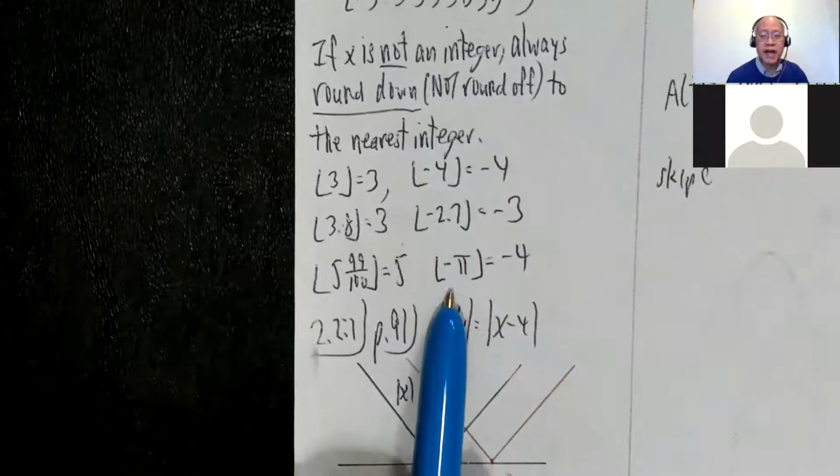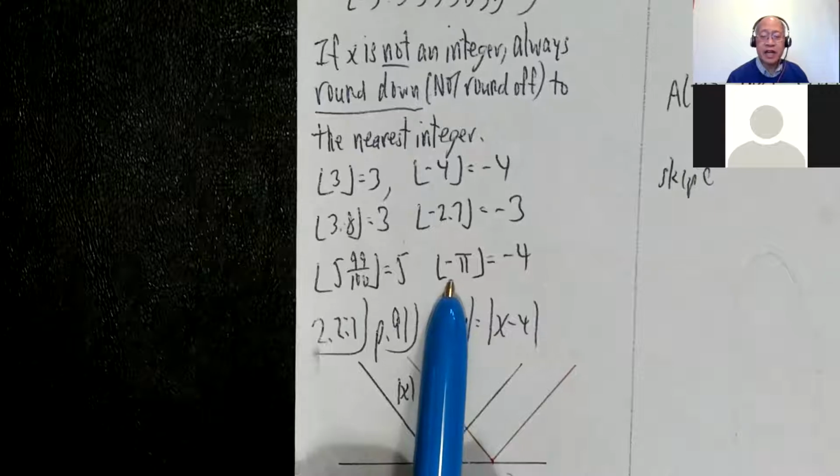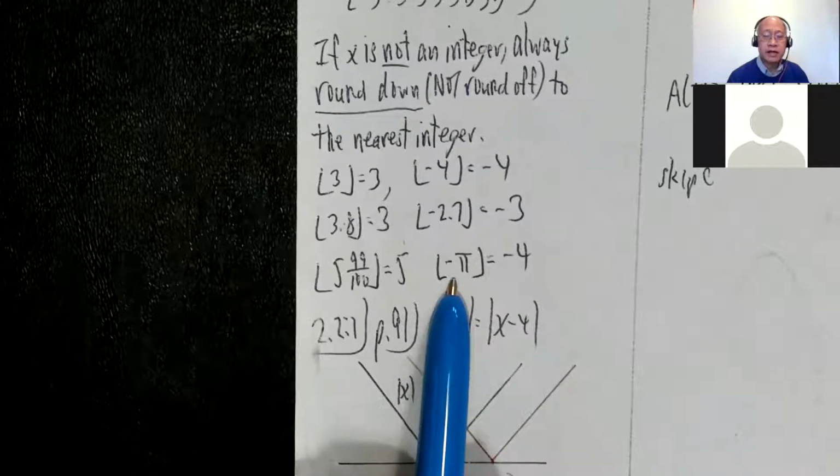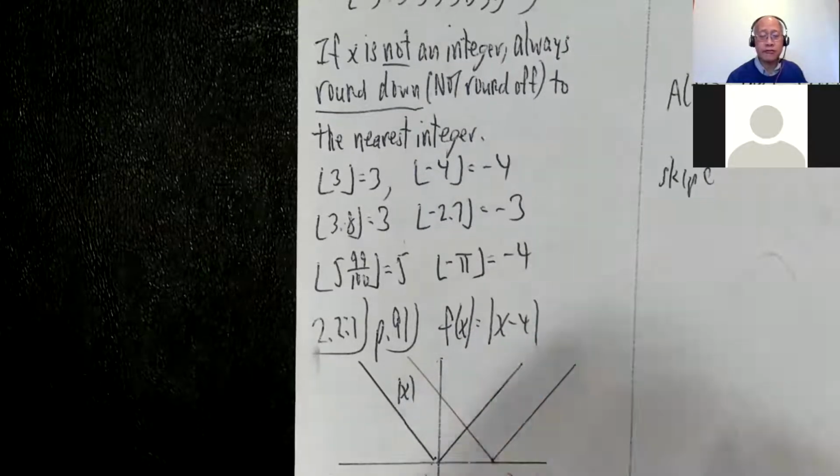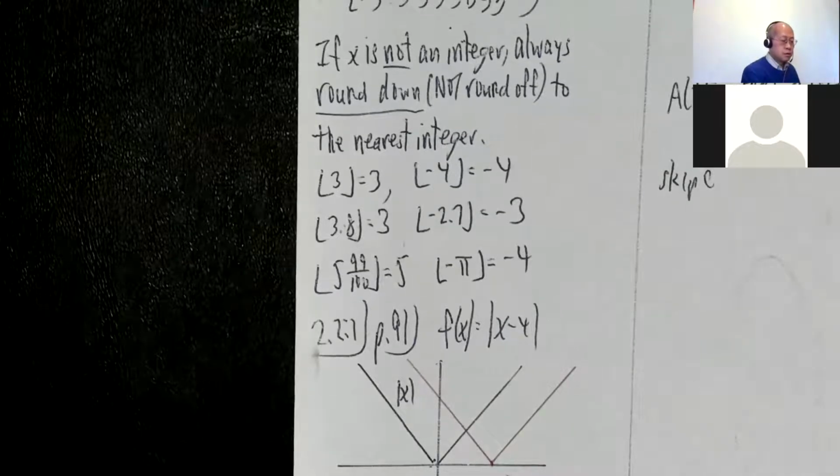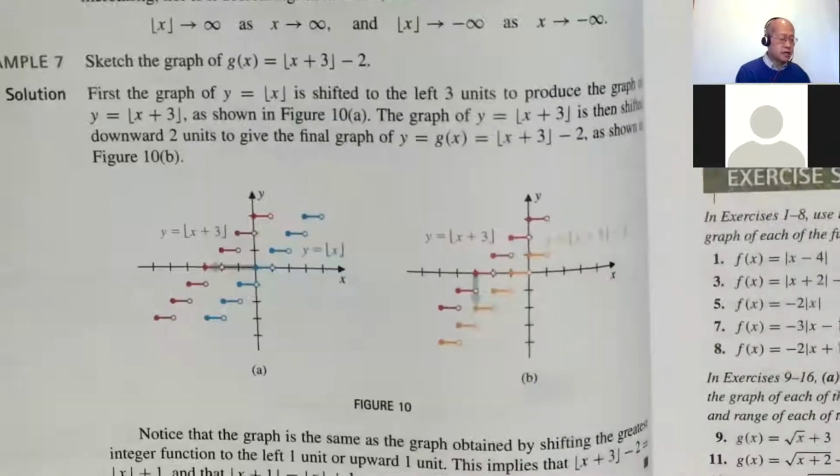And greatest integer function on negative pi. Negative pi is like negative 3.14159. And again, going down would be negative 4. Okay. And of course, that's the reason why the graph looks like it does.